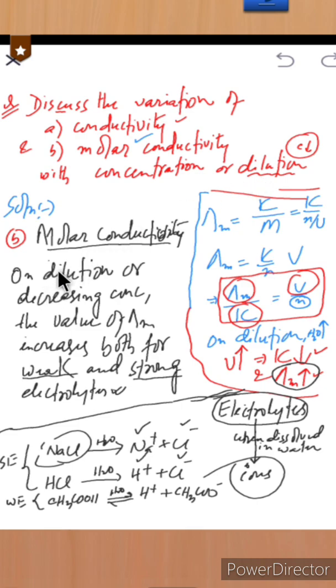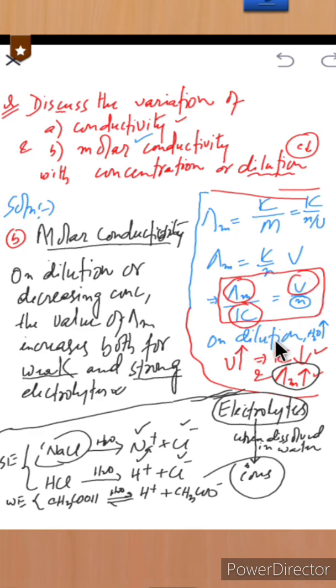So here lambda m is kappa by molarity. Molarity is nothing but number of moles by volume, okay? So lambda m is equal to kappa × volume divided by n, the number of moles. So lambda m upon kappa is equal to V upon n. This is just a way to know the variation, means how conductivity and molar conductivity change when concentration decreases, okay?